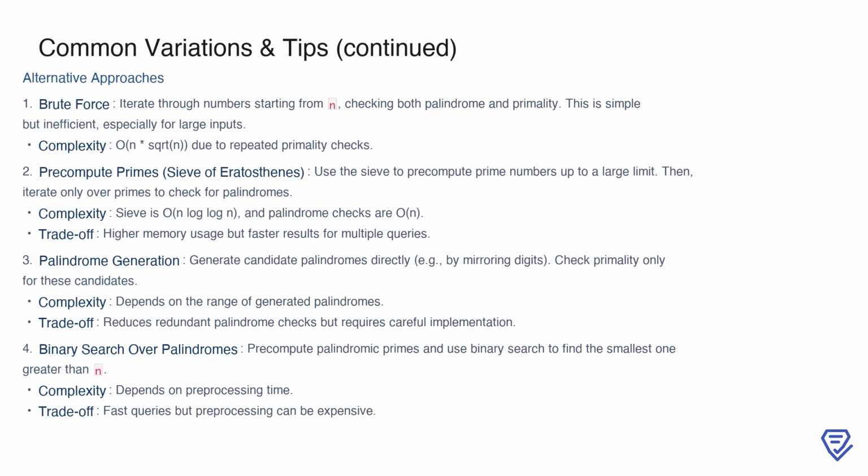Alternatively, you can generate palindromes directly by mirroring digits and then check primality only for these candidates. This reduces redundant checks, but the implementation requires careful handling of the palindrome generation. Another option is to pre-compute palindromic primes and use a binary search to quickly find the smallest one greater than n. This method offers fast query performance, but the pre-processing step can be expensive. Each approach has its strengths and weaknesses, so the best choice depends on the problem constraints and your specific needs.